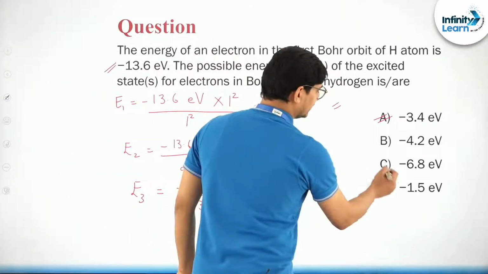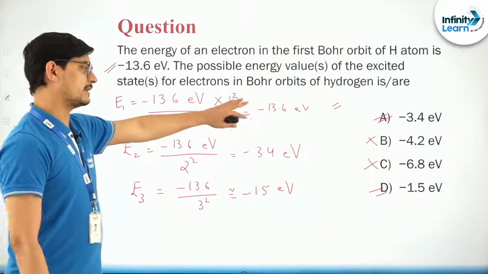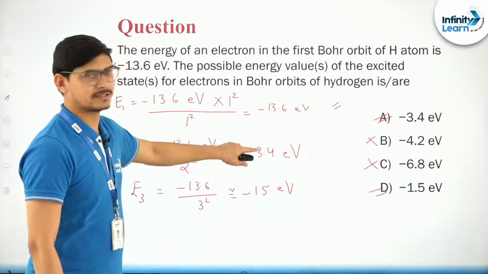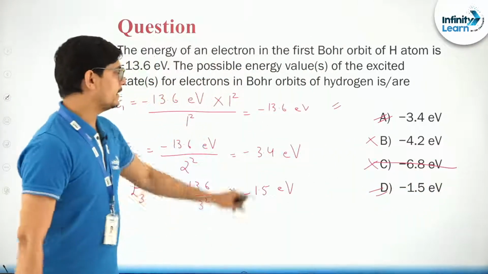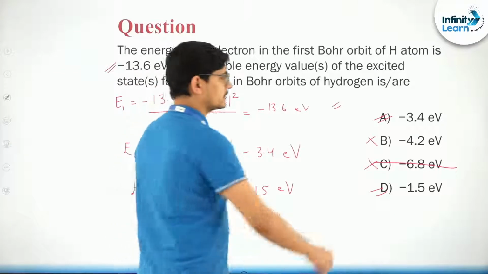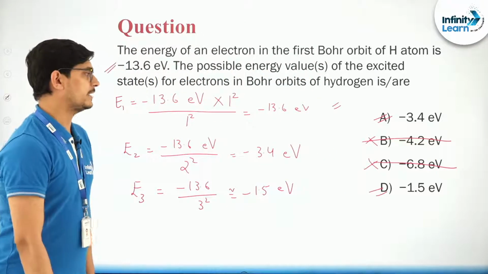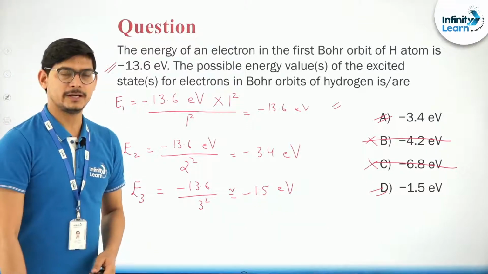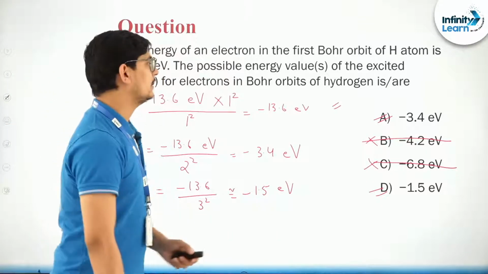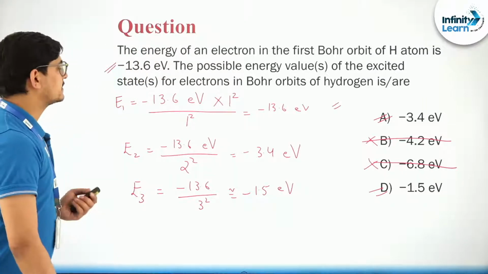The energy of the ground state is minus 13.6 and the first excited state is minus 3.4, so the other given values are ruled out. They cannot be possible. So the answer is option A and option D. It is a previous year IIT Advanced question, multiple option correct type. I hope you understood. Let's take up the next question.